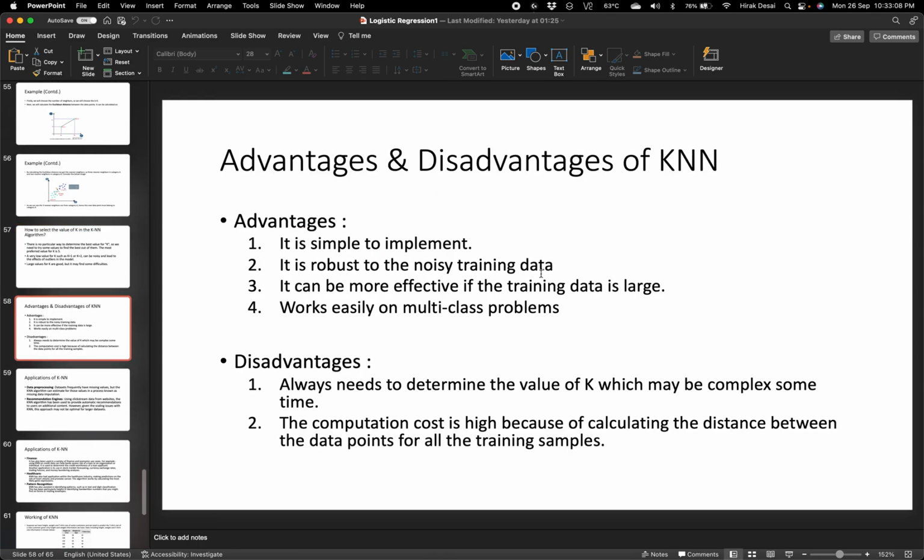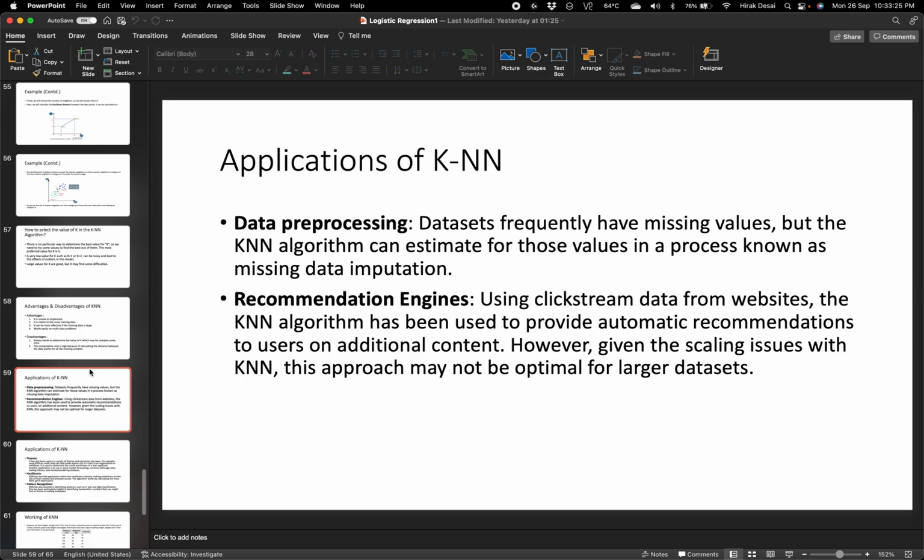Advantages: simple to implement, robust to noisy training data, more effective on a larger data set, works easily on multi-class problems. Disadvantages: determining k can be complex, and the computation cost of calculating the distance for all the data points can be high. Applications: data pre-processing where there are missing values, and recommendation engines where we have to recommend to users based on clickstream data. But if the data set is too large, then KNN should preferably not be used.